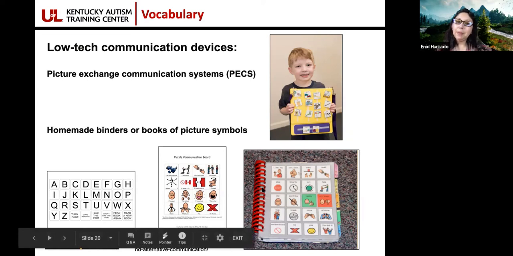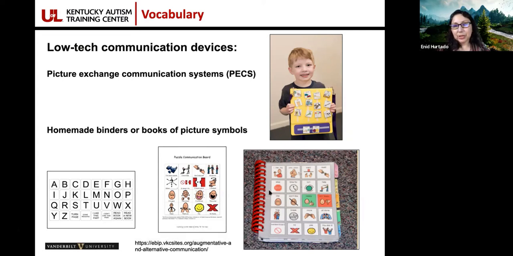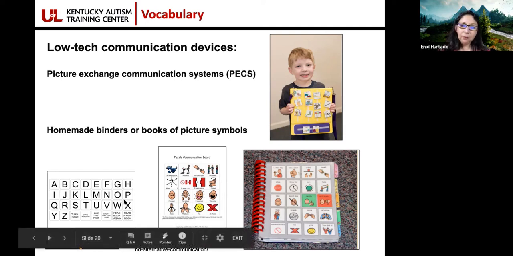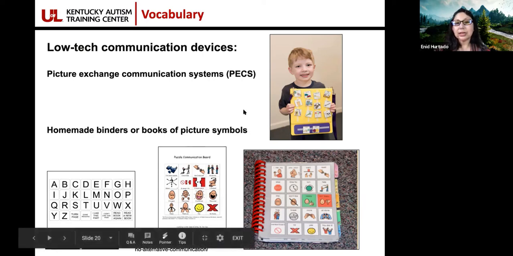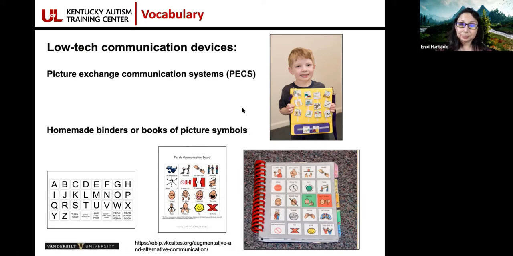It could also look like homemade binders or books of picture symbols. And I'm sure that some of you have seen this before, even an alphabet, and alphabet support, of course, communication boards, and then books of communication as well. And there's a lot of different types that are out there. So PECS isn't the only one. It is evidence-based, where these others by themselves are not. It's because PECS has a specific procedure that you need to follow, right? If any of you are familiar with it, you know there are different levels. They've been around for a very long time. But these are also considered AAC and do work as well.